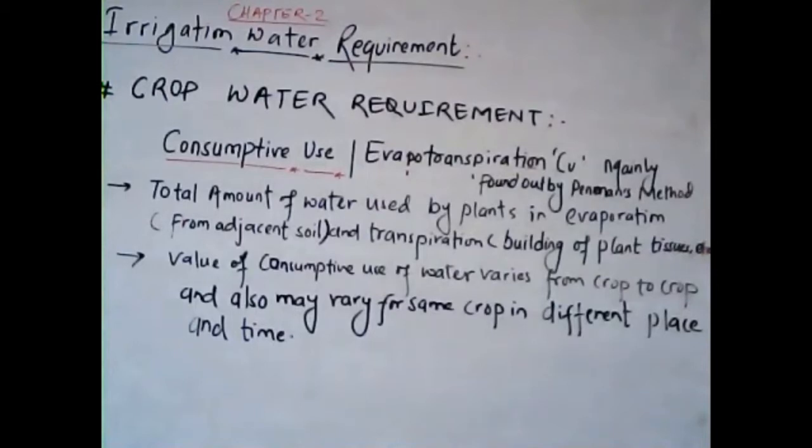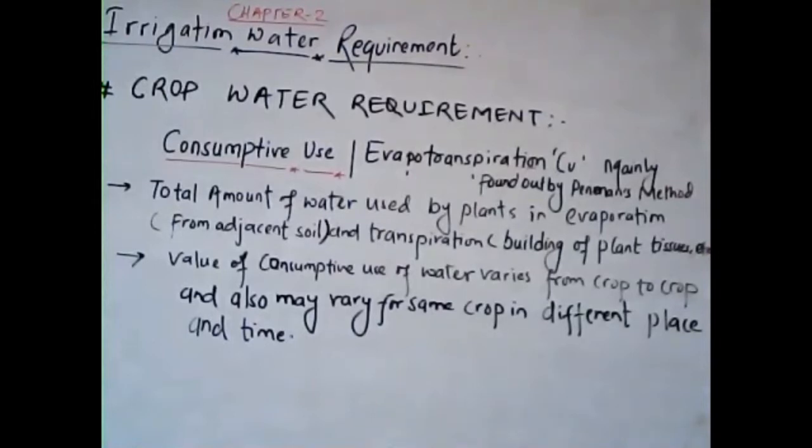One of the methods of finding how the water is being lost in the irrigation field is to determine the consumptive use of water, which can also be called evapotranspiration, denoted by CU. This consumptive use of water can be found out by various methods, in which Penman's method is widely used.